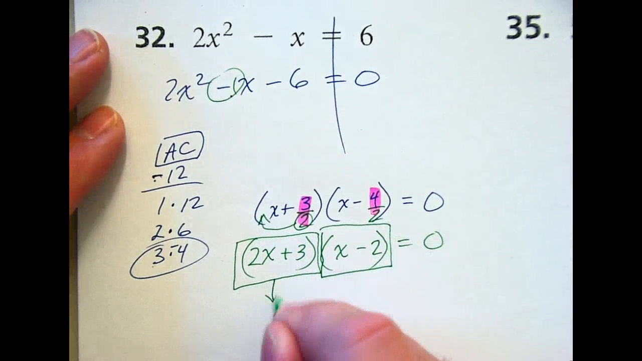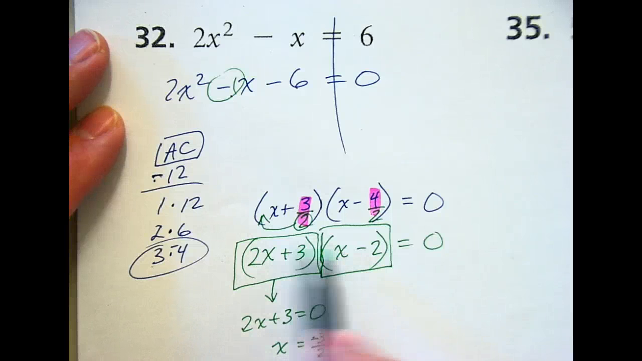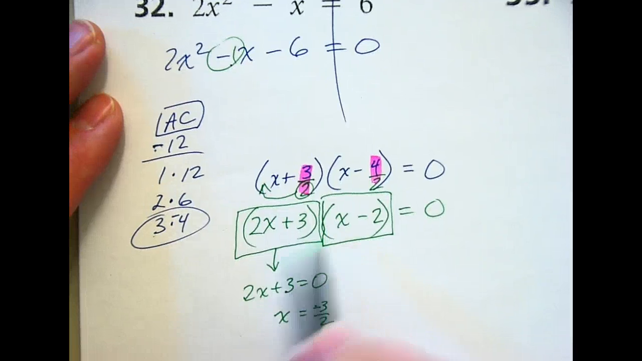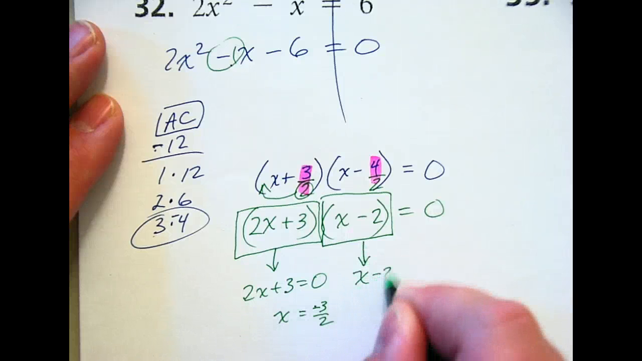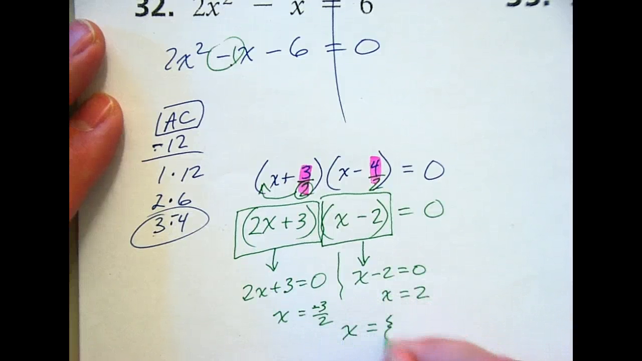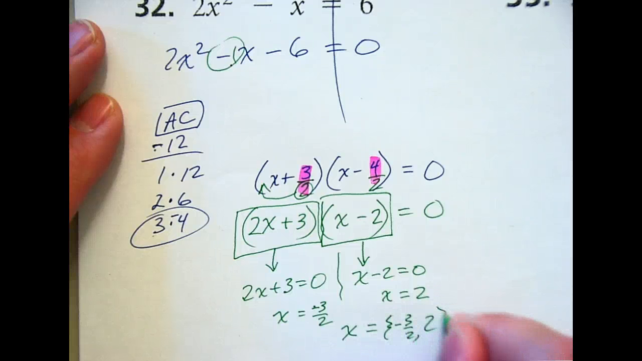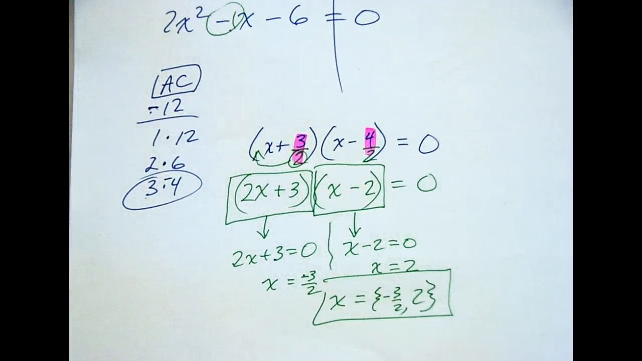If this one equals 0, 2x plus 3 equals 0, x has to be negative. What are the 2 steps in solving? Subtract 3, divide by 2. By the way, how many of you got these quantities correct? Okay, good. Subtract 3, divide by 2. There's one solution. And this one, x minus 2 equals 0. You just add 2, so x equals 2. So my solutions are x equals negative 3 halves and 2. How many got that answer? Very good. Any questions?